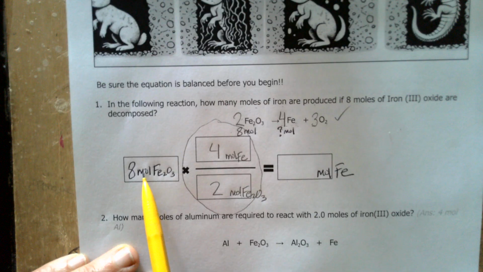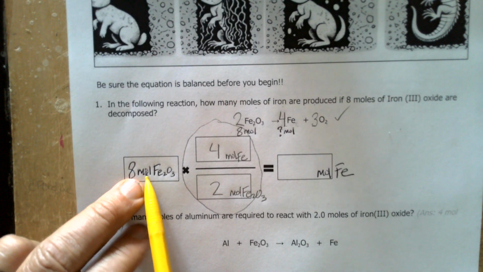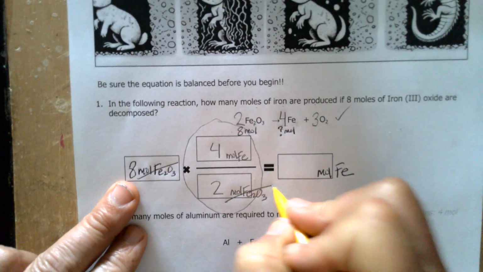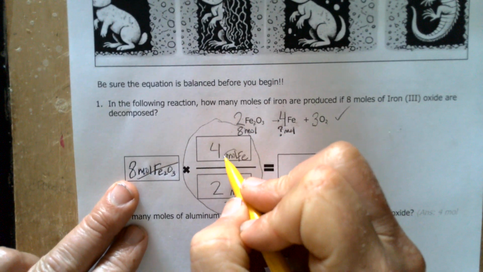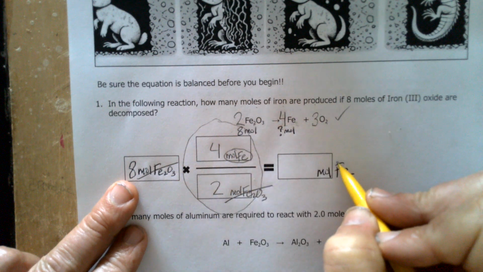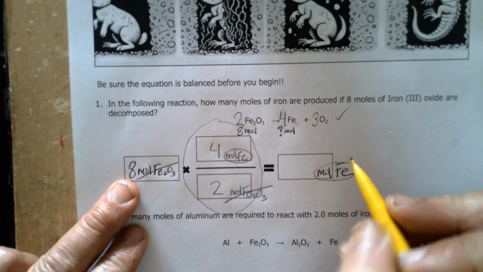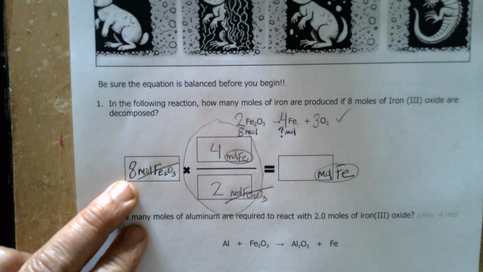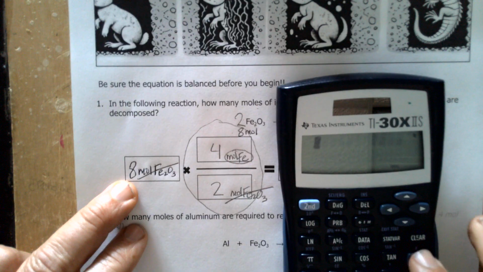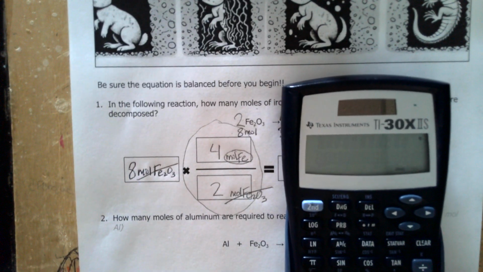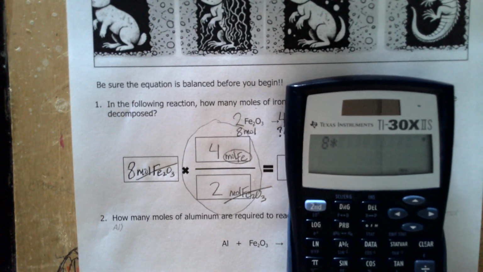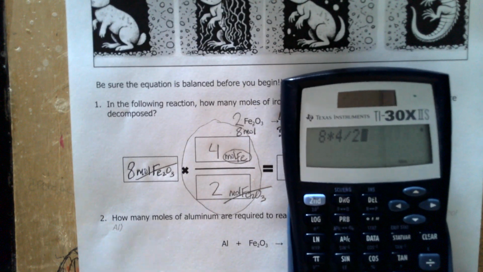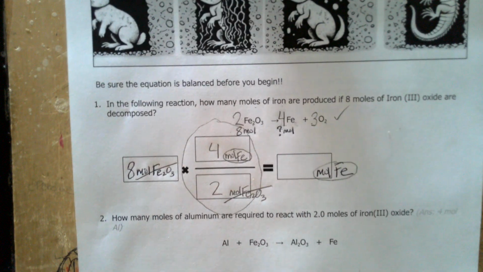Because as you can see, I've got moles of iron oxide on top and moles of iron oxide on the bottom. So those are going to cancel out, and I'm going to be left with moles of iron, which is what I want my answer to be. So 8 times 4 divided by 2. I'm going to get out my calculator because I'm feeling a little crusty right now. 8 times 4 divided by 2 equals 16.